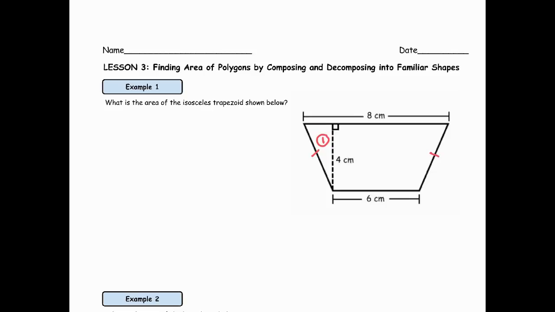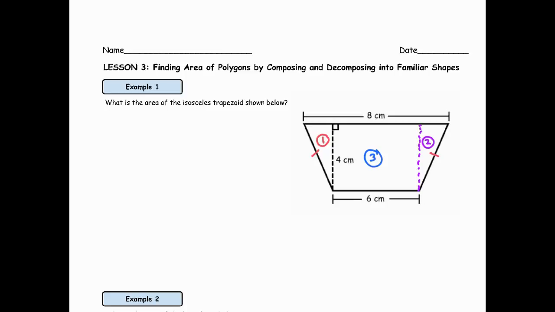Now similarly, if we just draw a little dashed line right here, we can split the other side of that trapezoid into 2 familiar shapes. Another triangle, we'll call that triangle 2. And then a rectangle in the middle, and we'll call this rectangle 3. So what we'll do now is try to figure out some missing lengths.